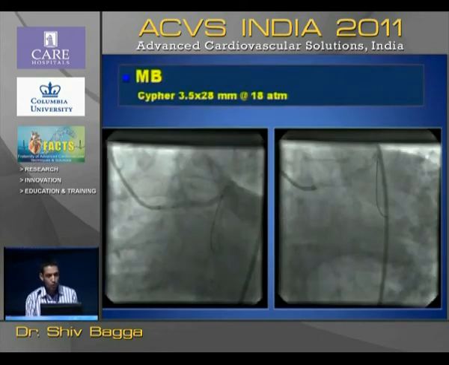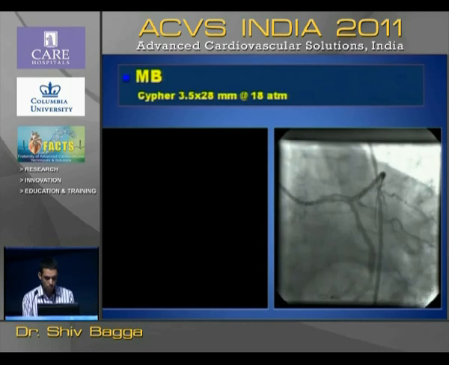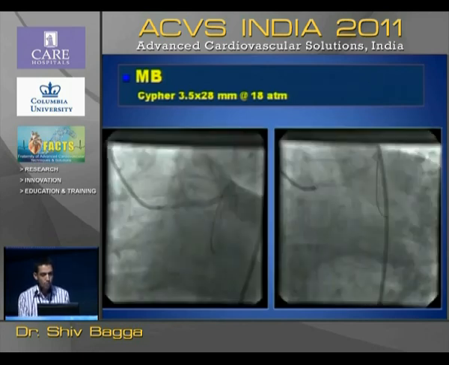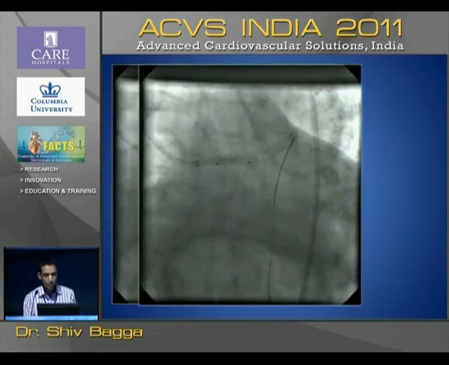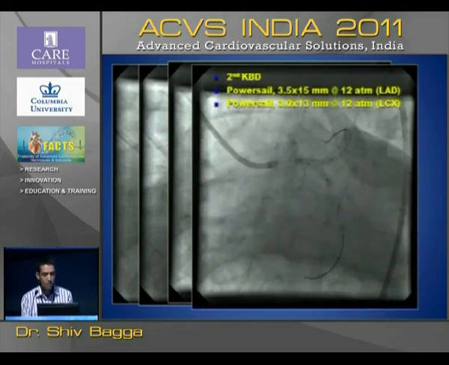And after that, I deployed the main branch stent from the ostium of the left main to the LAD, which was a 3.5 into 28 millimeter Cypher stent. And this is a result of the main branch stent. Subsequently, I post-dilated and proximally optimized the stent and recrossed again the circumflex and dilated it with an NC balloon at high pressures, and a second kissing balloon dilatation was done.